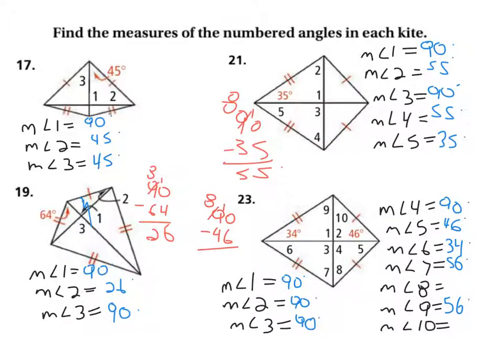By the way, if you can do it in your head, great. I'm doing the calculations so that you can see them. Okay, and that's 44 degrees. And so the measure of angle 10 is 44 degrees. And since angle 10 and angle 8 are symmetrical, angle 8 is also 44 degrees.